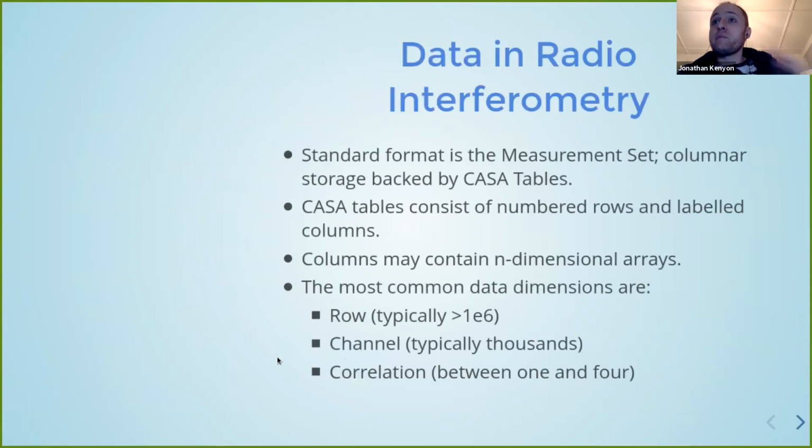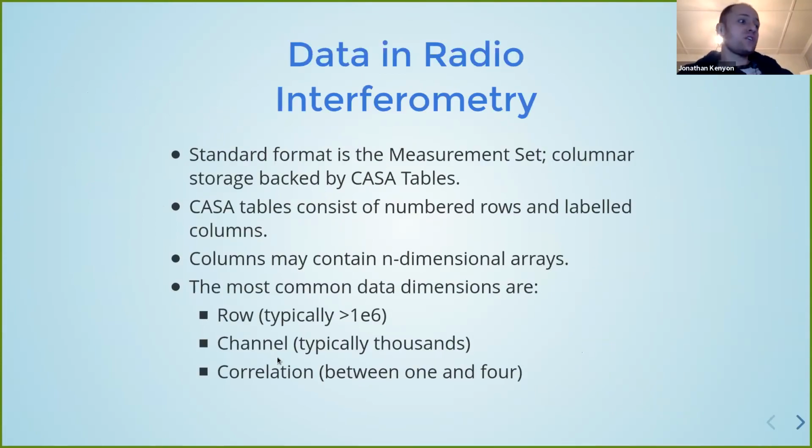Fortunately, a bunch of people have already spoken about this in the session, so I'm not going to have to labor this point too hard. So what does our data look like in radio interferometry? Well, we have a standard measurement set, and that is backed by a columnar storage engine, which is these CASA tables. These are not very complicated. They just consist of numbered rows and labeled columns. The only thing that sets them apart from perhaps more conventional databases is that the entries of those columns can be n-dimensional arrays, and this has some repercussions later on.